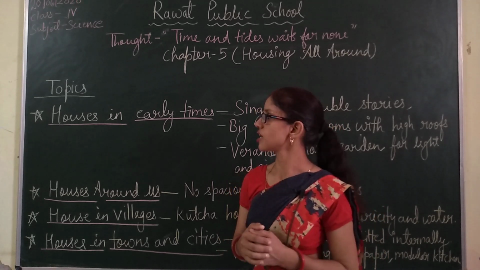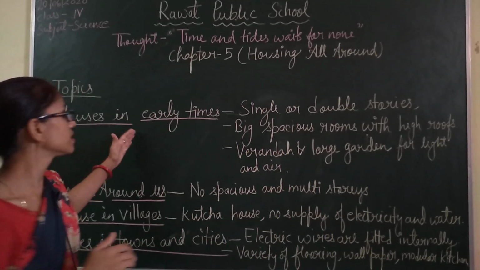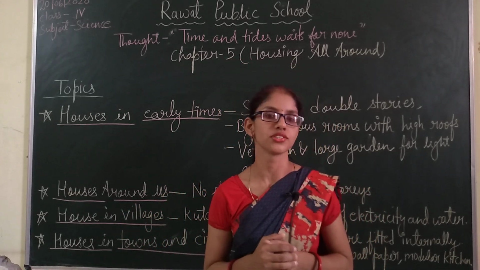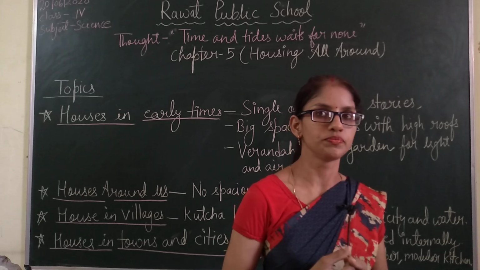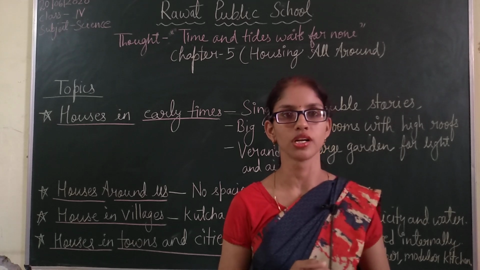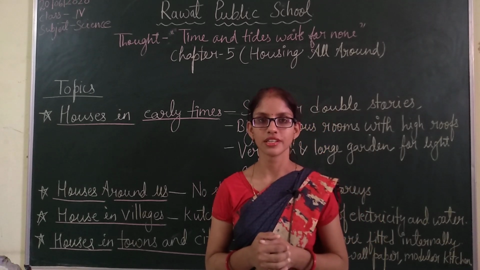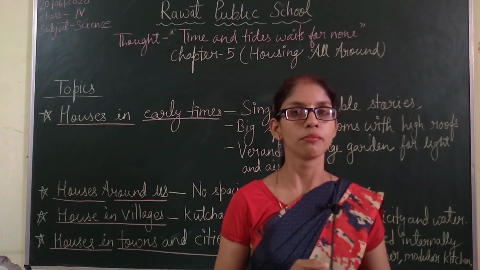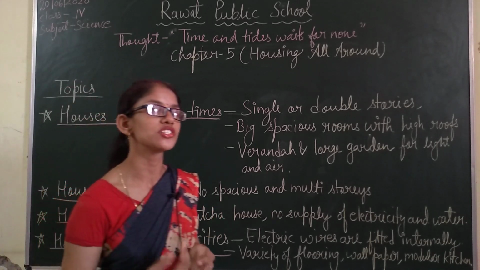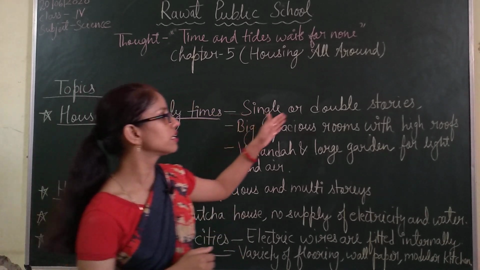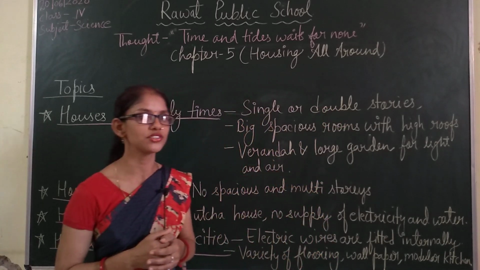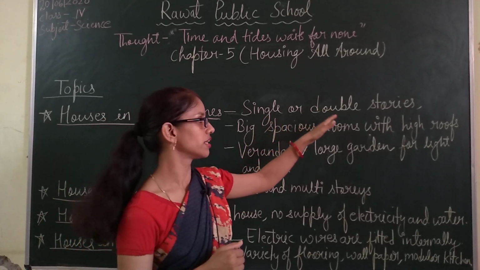But now in this chapter we will learn about houses in earlier times. I know that most of you have visited your villages. Are the houses found in the villages and the houses in which you are living in Jaipur the same? No, they are not the same, because the houses of earlier times, for example those in your villages, are single or double storied. Have you ever seen multi-storied houses in your villages? No. So they are single or double storied.